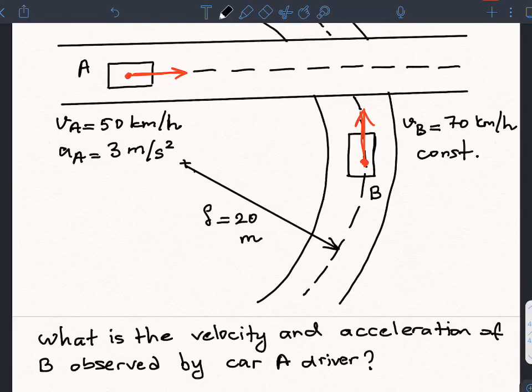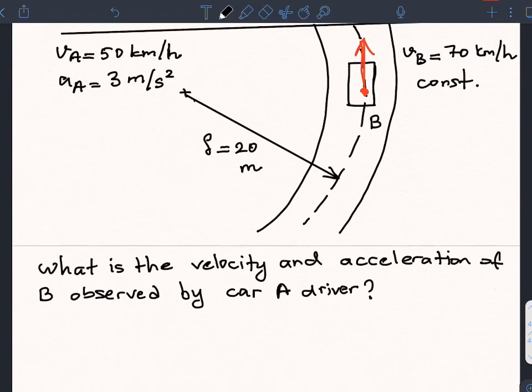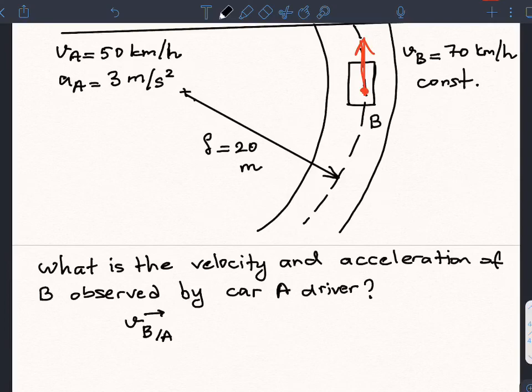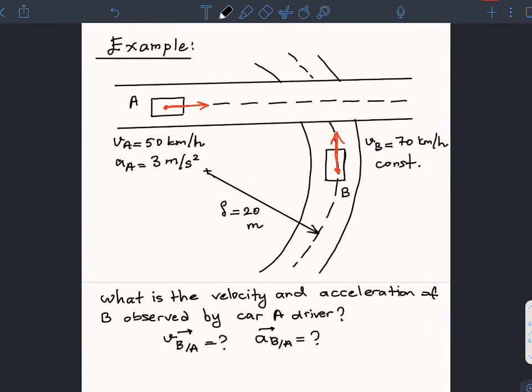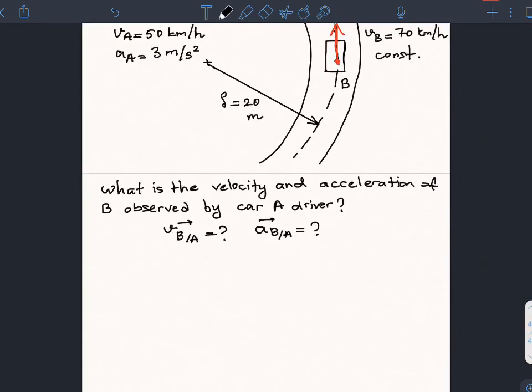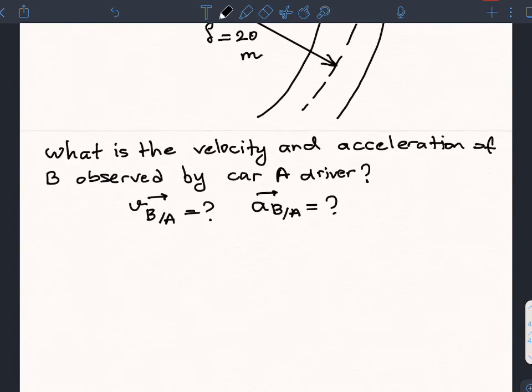So basically, in mathematical form, what I'm asking for is what is the velocity of B with respect to A, and what is the acceleration of B with respect to A. For this, we're going to utilize the relative velocity and acceleration equation. Remember, the relative velocity equation: VB equals VA plus VB with respect to A.